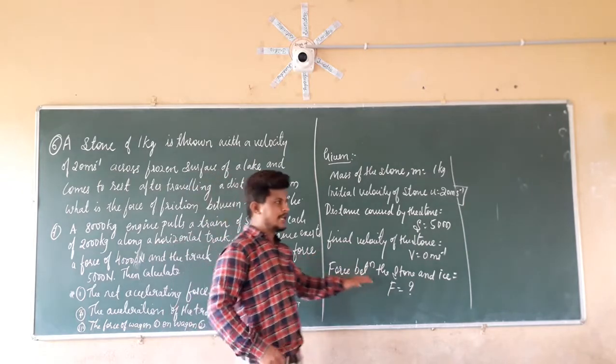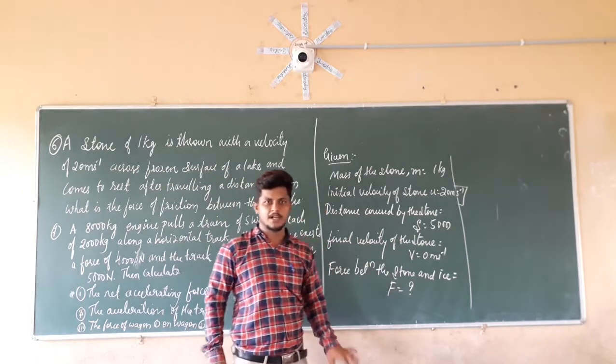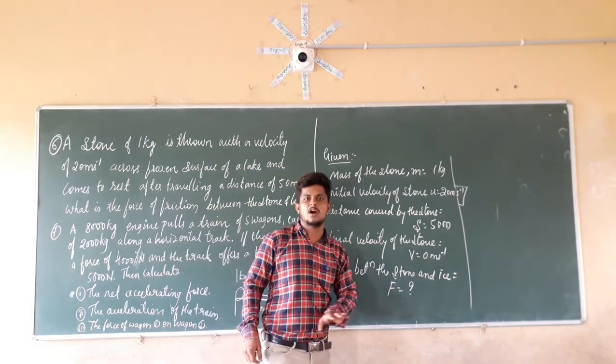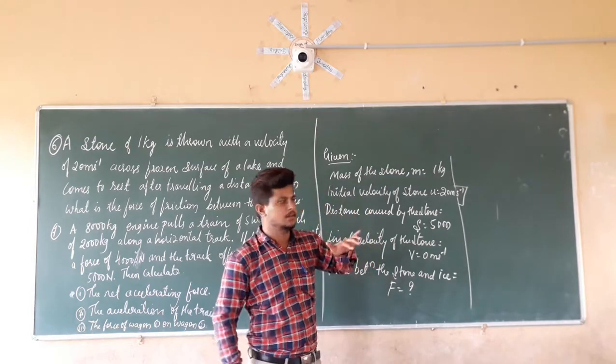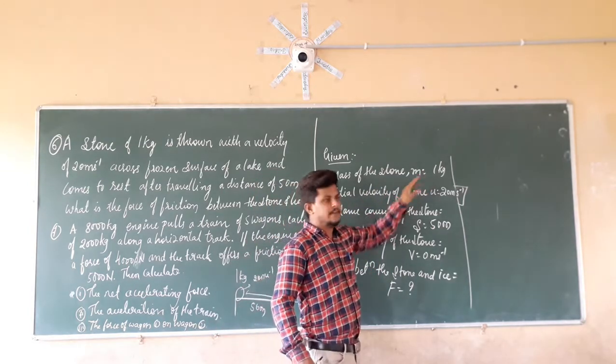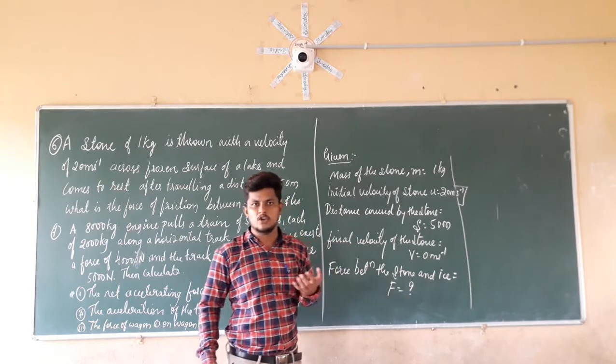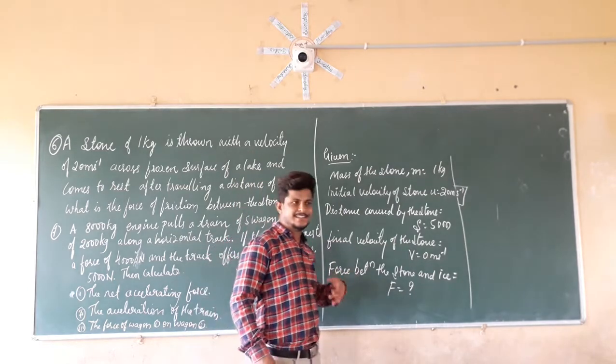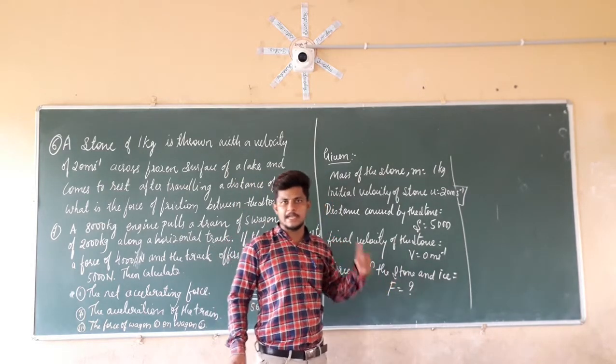We already know that by Newton's second law of motion, F is equal to what? F equal to m into a. If you see here, m is given as 1 kg, but we don't know the value of acceleration. For that reason, we have to calculate the value of the acceleration first.